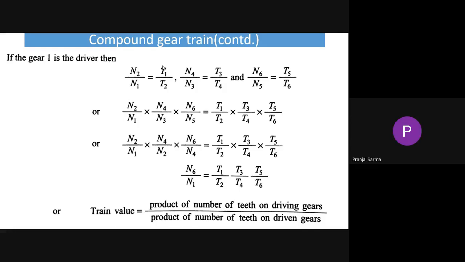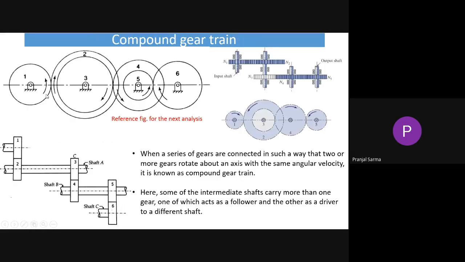This is similar to the state of your simple gear train only, but right now the sequence is different. First and second we are considering as a pair. Now third and fourth are in mesh, and the third wheel becomes the driver, the fourth is driven. Now fifth and sixth are in mesh, the fifth wheel becomes the driver, the sixth is the driven. Is this much understood?